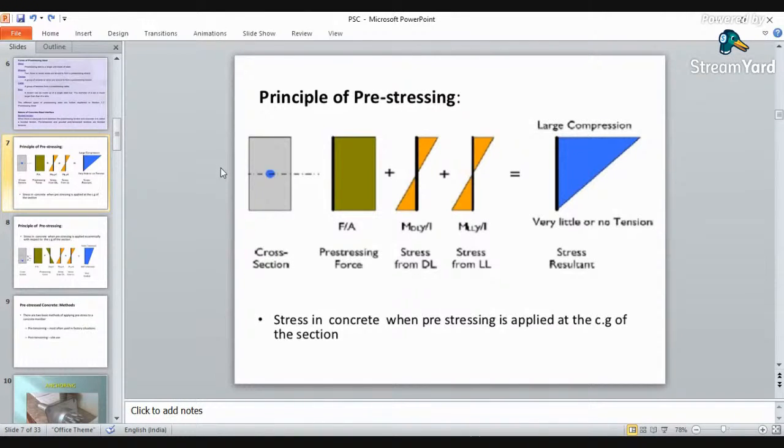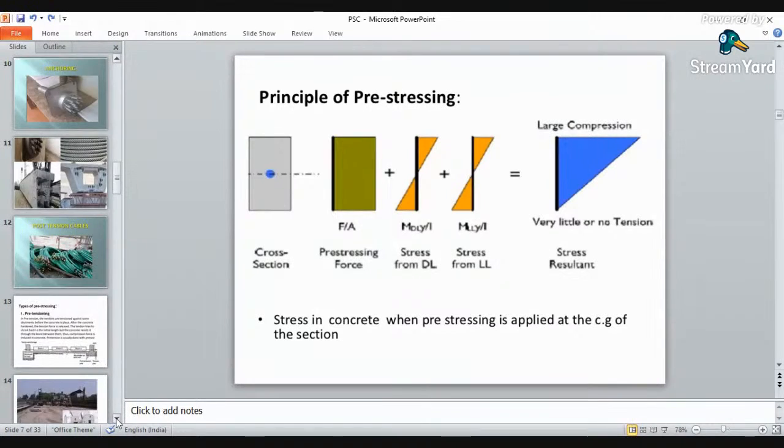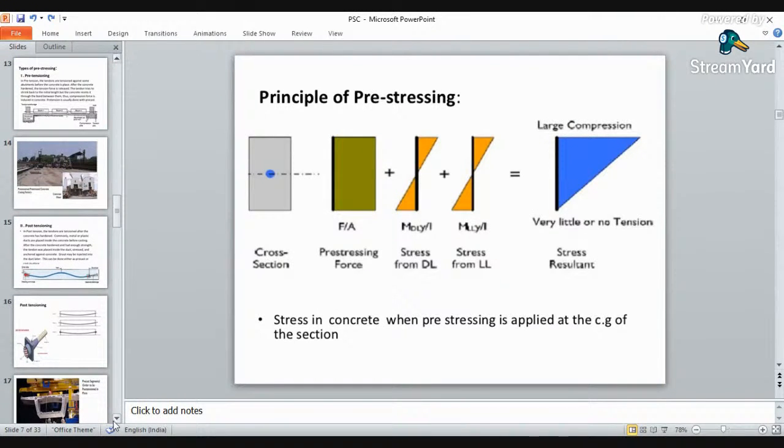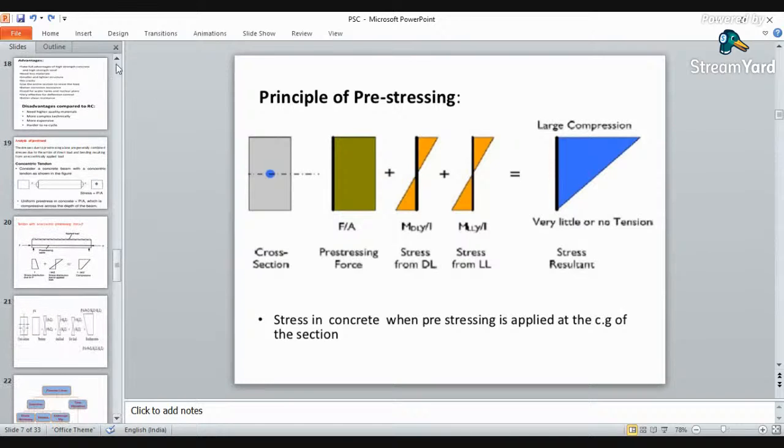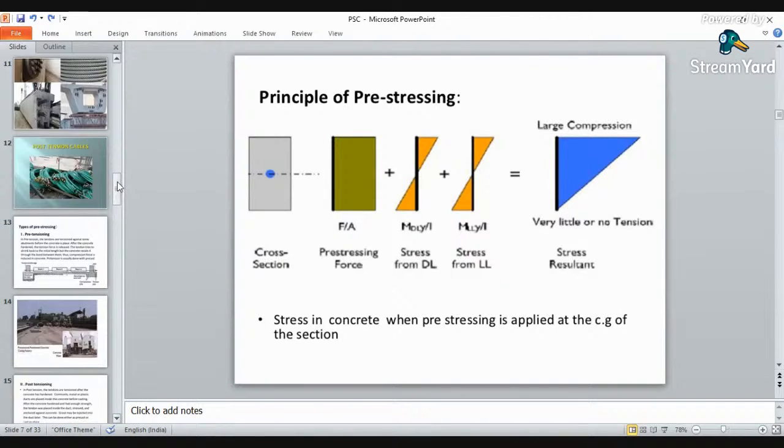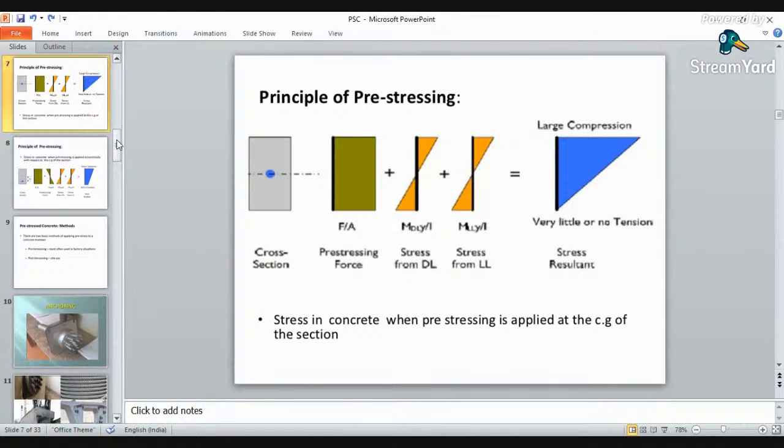Now see, when we just consider a simple beam, a cross section of a beam, what will happen? There will be a direct stress because of the pre-stressing. So that stress will be nothing but load by area. We will cover these two slides quite later.